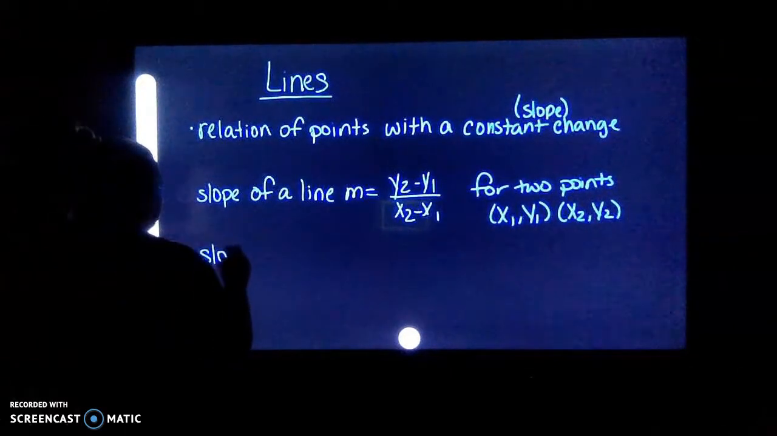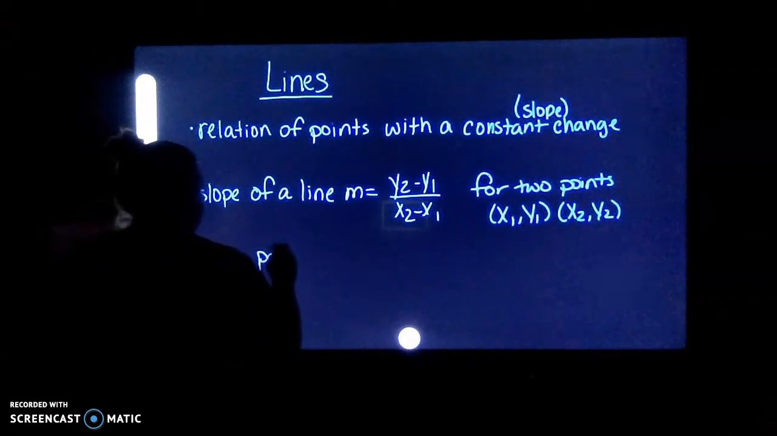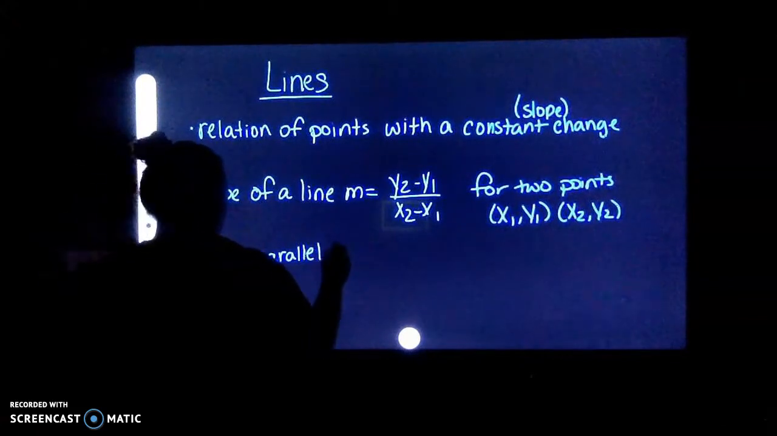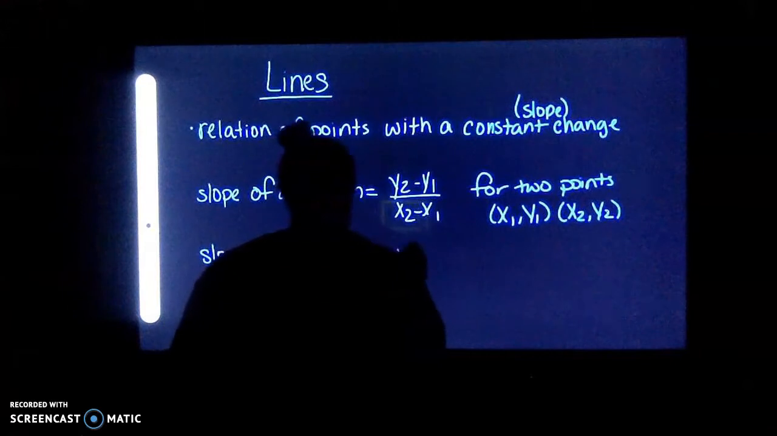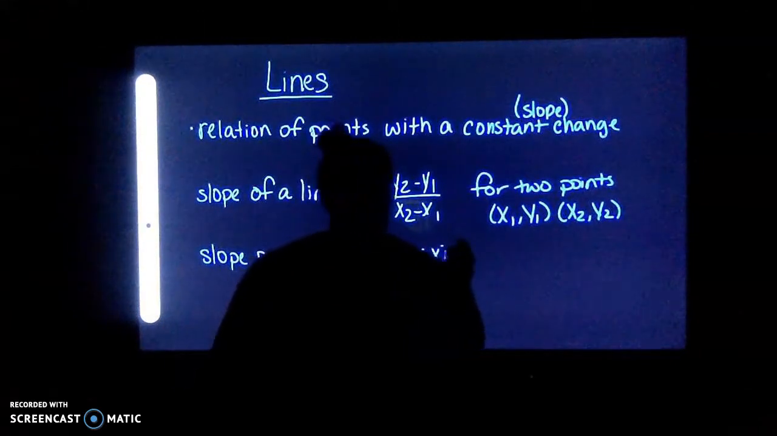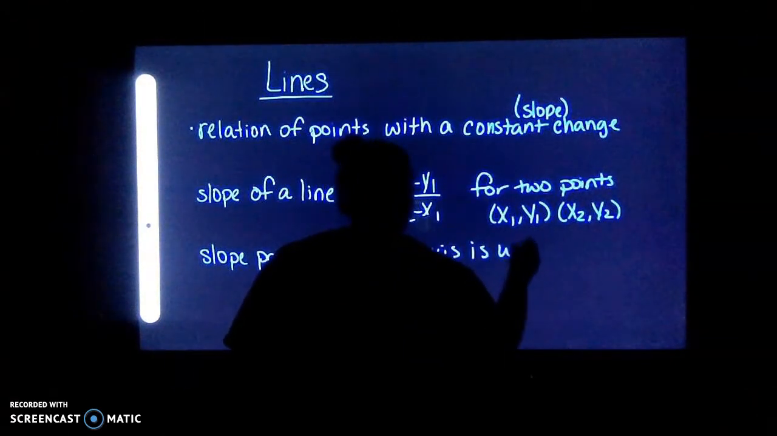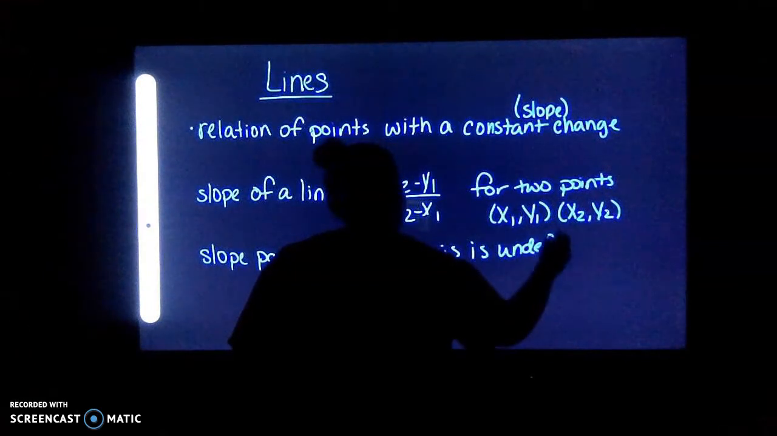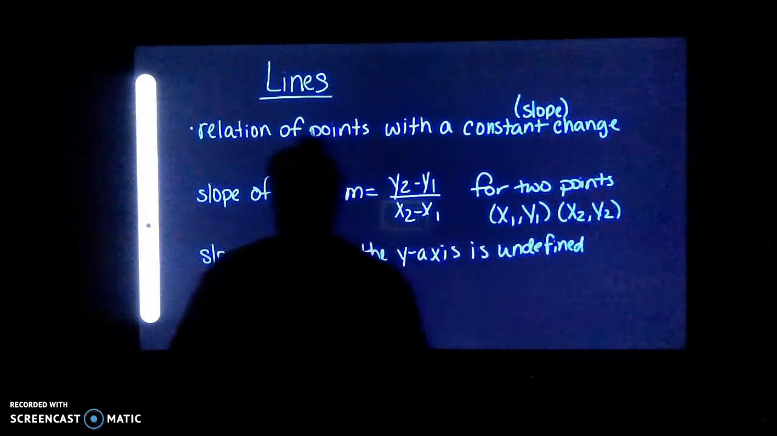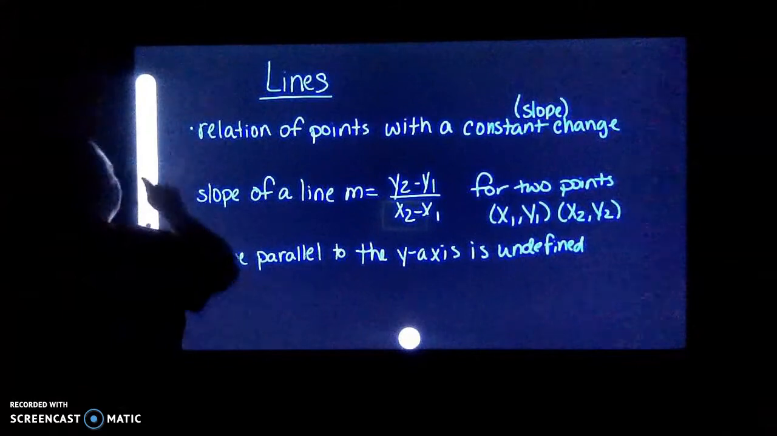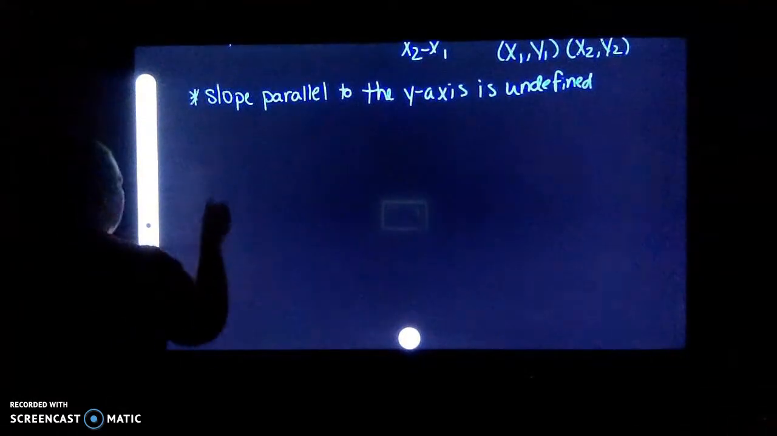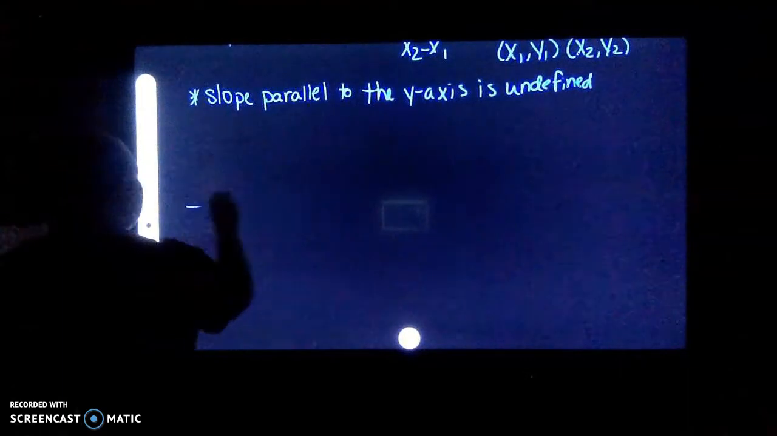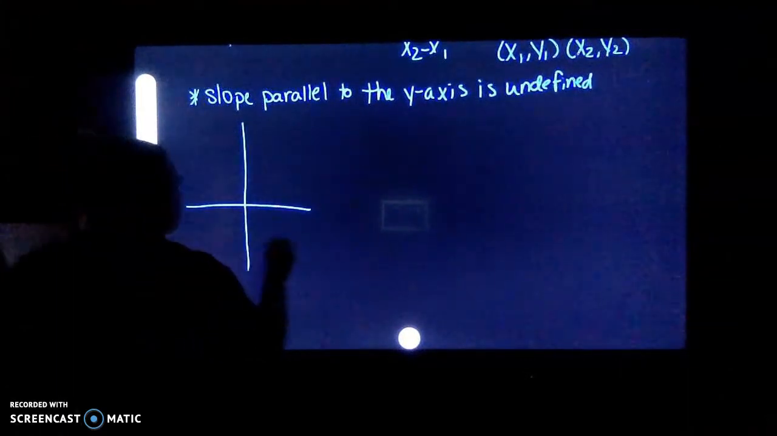Slope that runs parallel to the y-axis is undefined. So now let's go ahead and take a look at our different types of slope that we can have. There are 4 different kinds. Let me draw the grids.